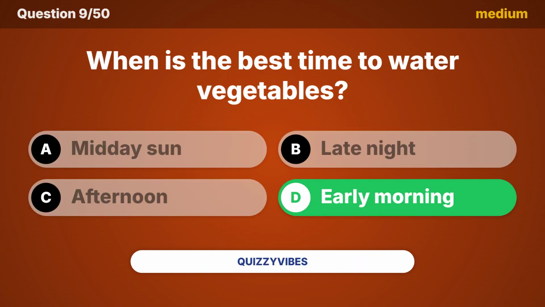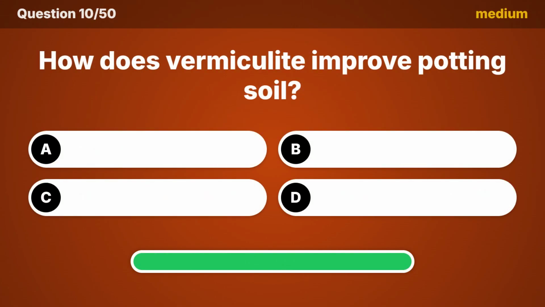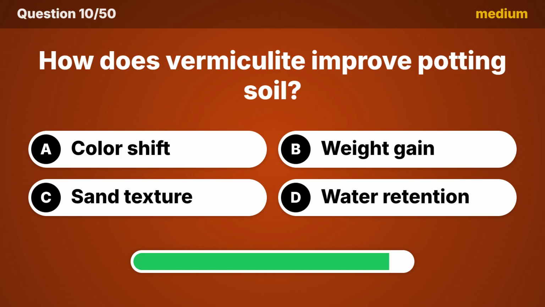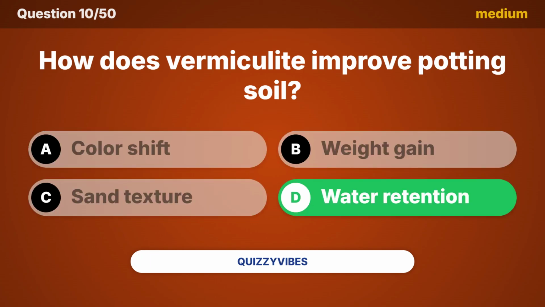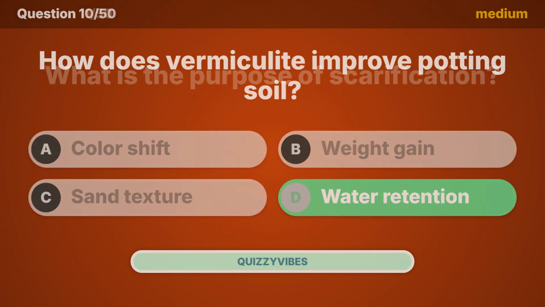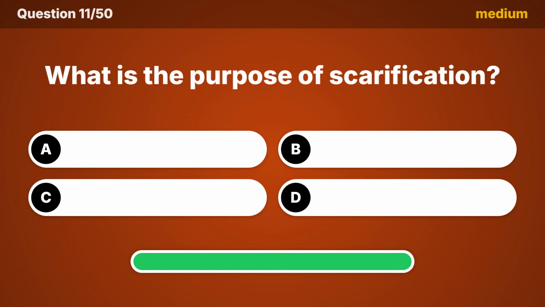Did you guess it? The answer is early morning. How does vermiculite improve potting soil? Did you guess it? The answer is water retention. What is the purpose of scarification?